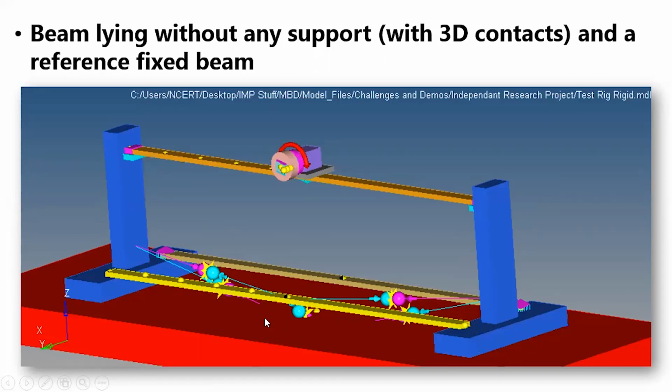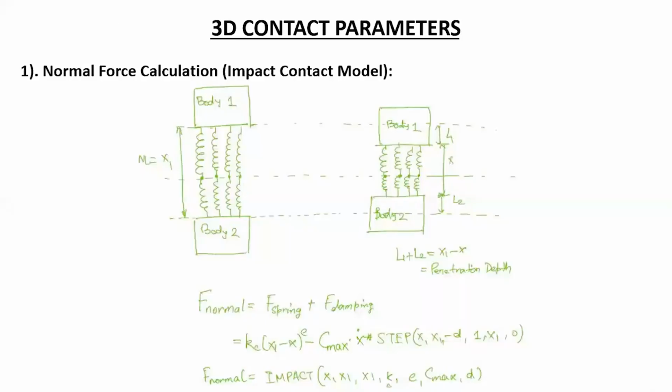So what I want to do is unfix these and introduce 3D contacts between this stand and this table, this stand and this table, and again between this beam and this stand, and this beam and this stand. Let's understand what parameters I have considered for 3D contacts before jumping to the values of those parameters.